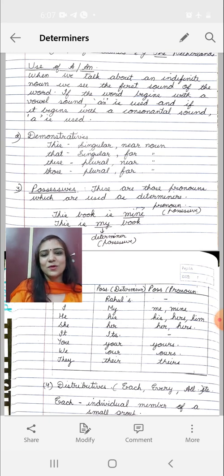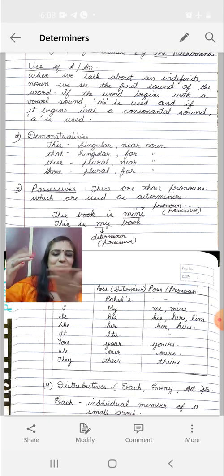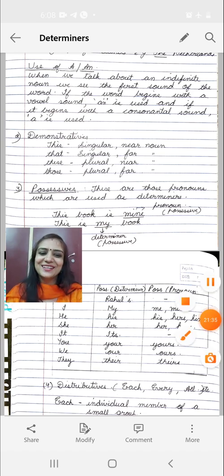So these are the demonstratives. Something plural close to us, these, and otherwise we say those students. So this wall, that wall. These students, those students. So this is how we understand all the determiners. So I have made clear the articles, demonstratives, possessives, distributives and quantifiers. So these are all about the category of determiners. Thank you.